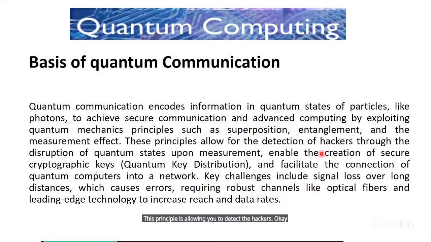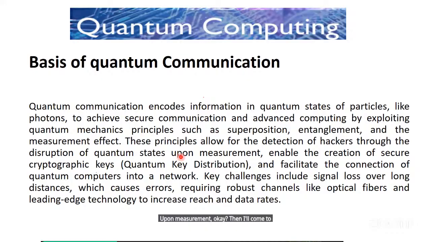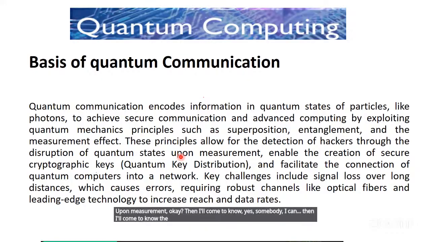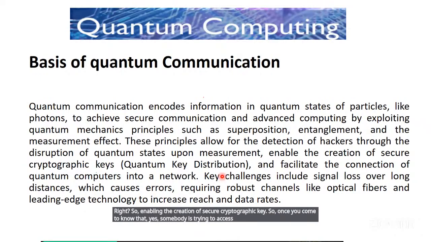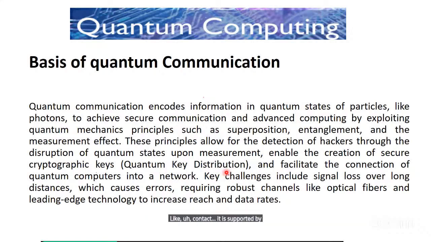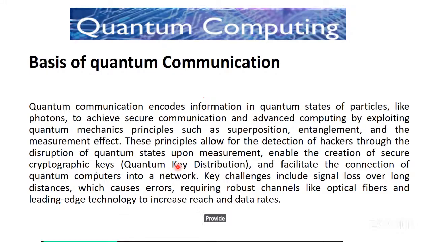Okay. How? Because as soon as your quantum states get changed, right? Once they start accessing your data, there will be some disturbance in your quantum states upon measurement. Then I'll come to know, yes, I can detect the hackers. Fine. So this enables the creation of secure cryptographic keys. Once you come to know that somebody is trying to access your data, you can enable cryptographic keys, supported by quantum key distribution. Your quantum key distribution helps you provide secure cryptographic keys.